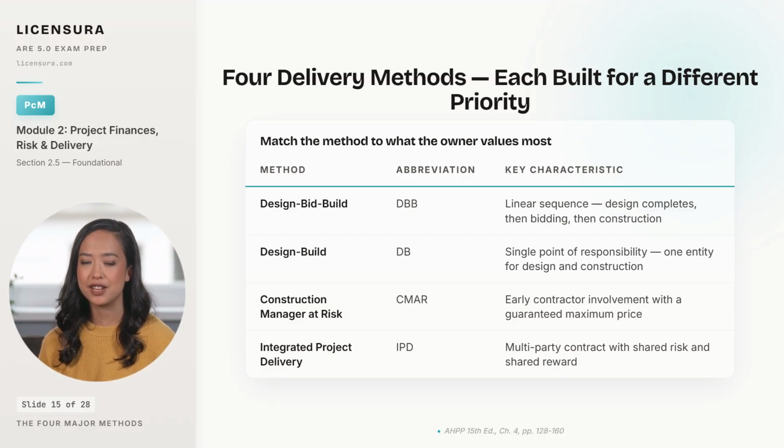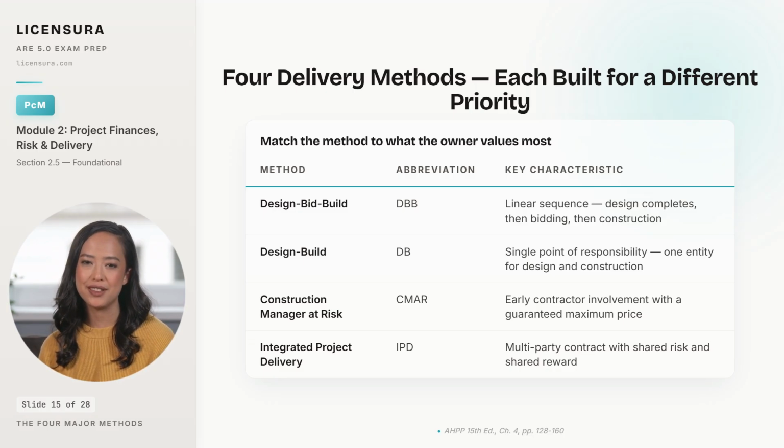Construction manager at risk brings the contractor onto the team during design, then converts to a guaranteed maximum price agreement before construction starts. The owner gets constructability input early and cost certainty before bids. Integrated project delivery is the most collaborative structure, a multi-party agreement where owner, architect, and contractor share risk and share reward through a single document designed to align incentives across all three parties from the beginning.